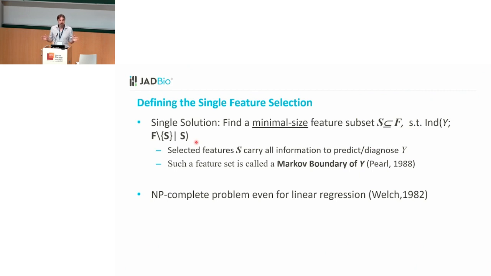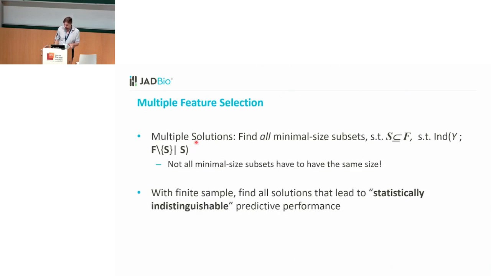And such subsets in the causality literature are called Markov boundaries, all right? Markov boundaries by Judea Pearl, who actually got the Turing Award for this kind of work. Now, in the multiple solutions, we are looking for all such subsets, all the Markov boundaries, all right? And in finite sample, you may have feature subsets that lead to models that are equally predictive up to statistical indistinguishability.